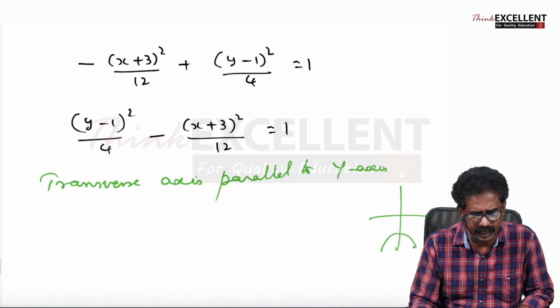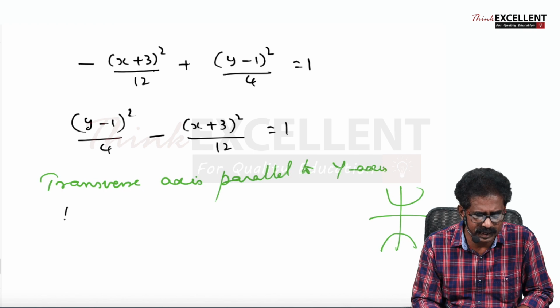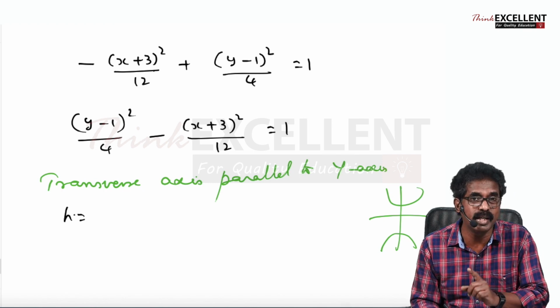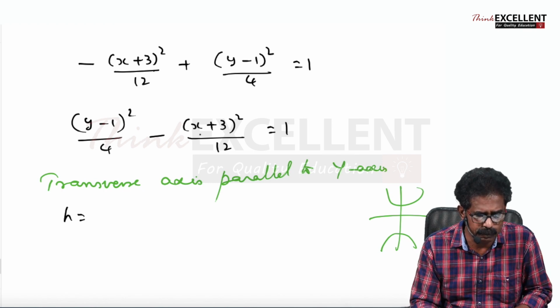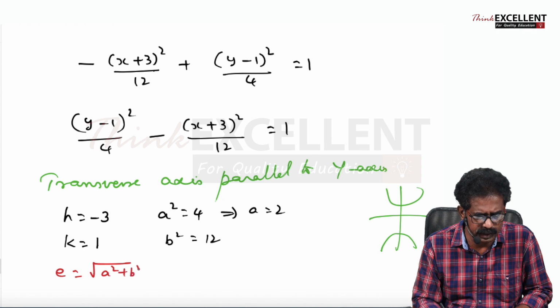Make a rough diagram so that you won't make a mistake in the formula. What is h? You have to be very careful. For x, you see x plus 3, so change the sign: h value is minus 3, k value is 1. a square, the first denominator, is 4, so a value is 2. b square is equal to 12. Now you find eccentricity.